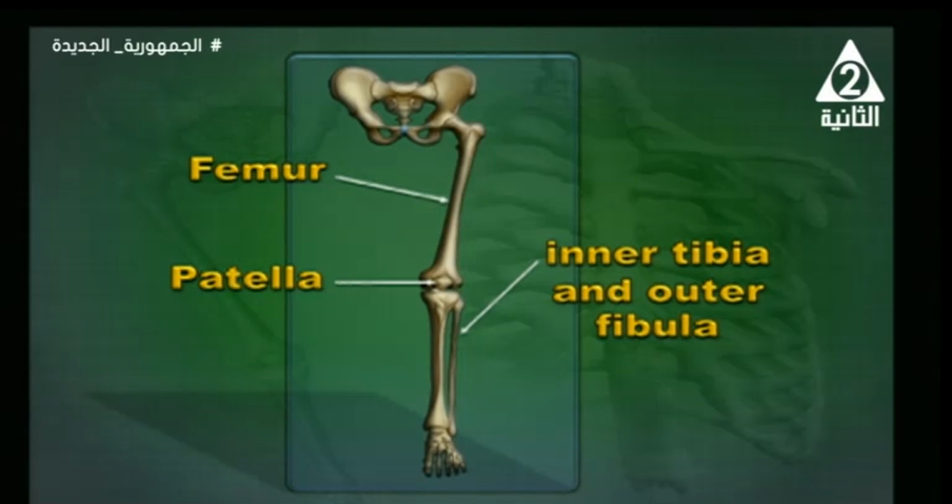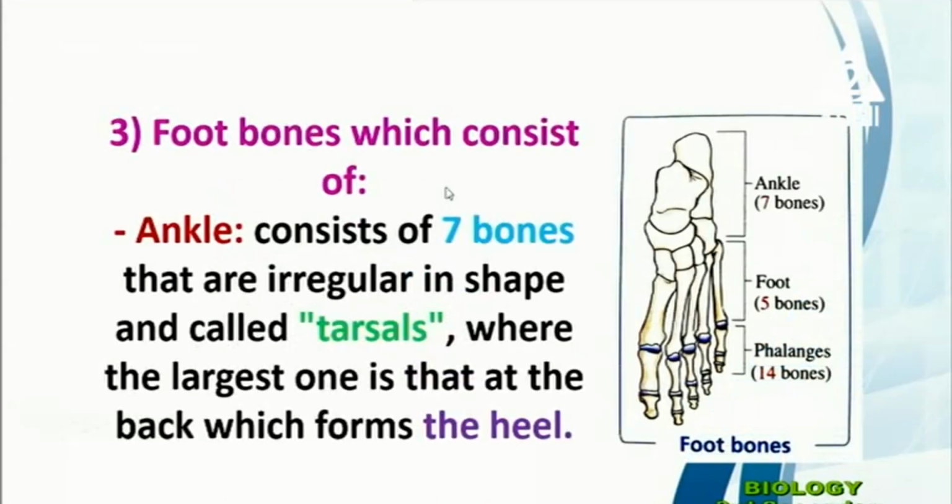The foot bones are the part with which we end the lower limb. The ankle bones consist of 7 bones, which are irregular in shape. We call them tarsals. The largest one at the back forms the heel. The foot bones again consist of 5 bones. We call them metatarsals, which are long and thin. Each of them ends with a toe.